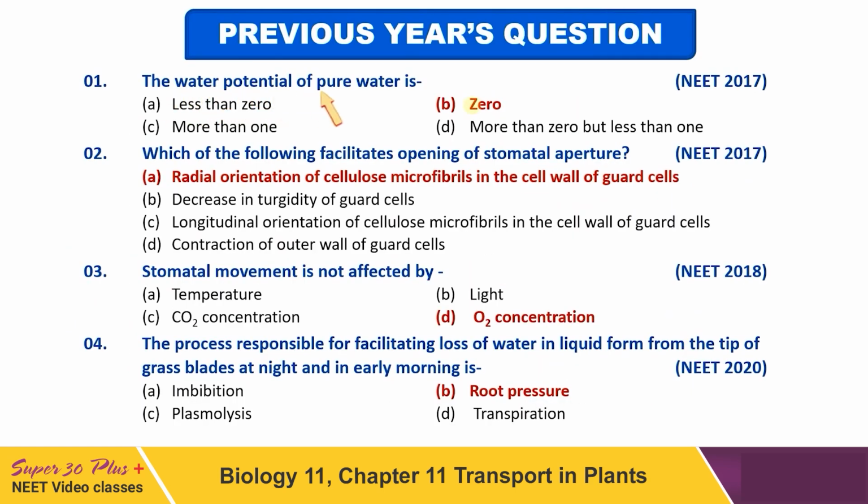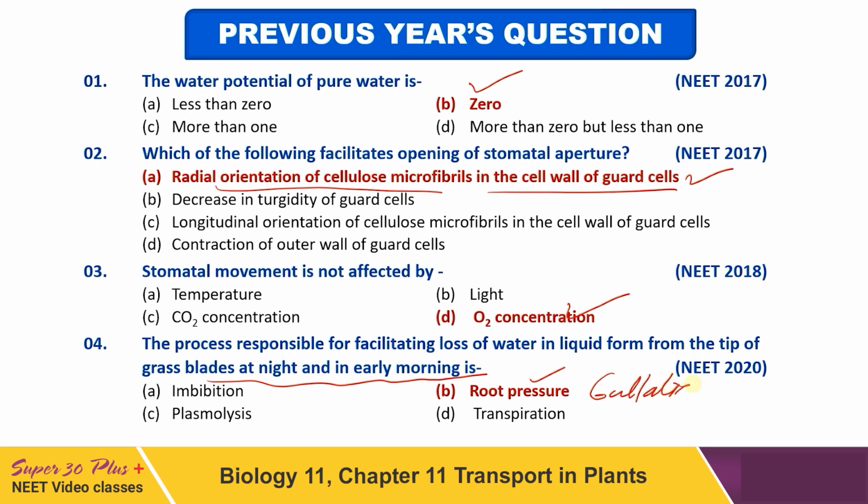Water potential of pure water is 0. Radial orientation of the cellulose microfibrils will facilitate stomatal opening. Stomatal movement is not affected by oxygen concentration. Very good answer. The process responsible for facilitating loss of water from the tip of a grass blade at night is root pressure. The process is known as guttation.